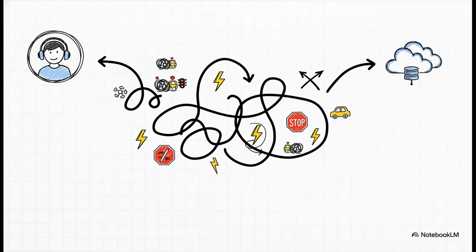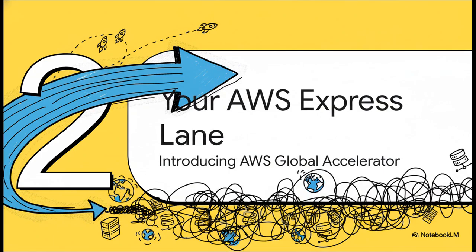So here's the bottom line. When your user's traffic has to hop across a dozen different public networks to get to your application, it hits congestion, it takes weird routes, it gets jittery. This chaos is the absolute enemy of a good user experience, and it's exactly the kind of thing we, as architects, have to solve for. So, how does AWS get around this mess? Well, let's talk about the solution, your very own express lane that just zooms past all that public internet chaos.